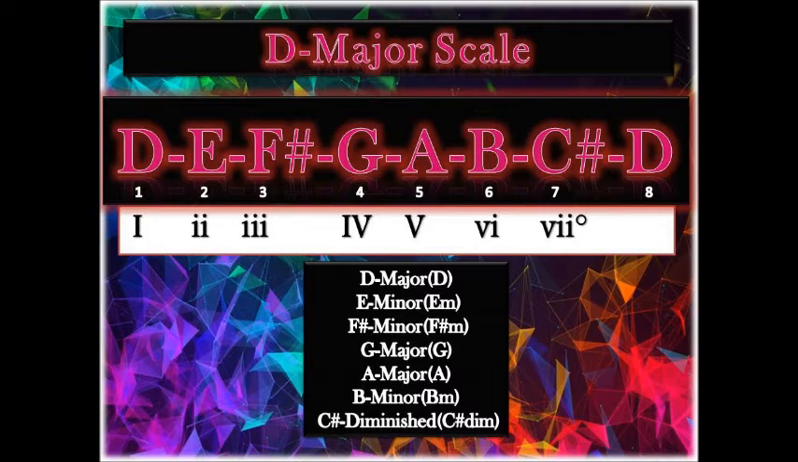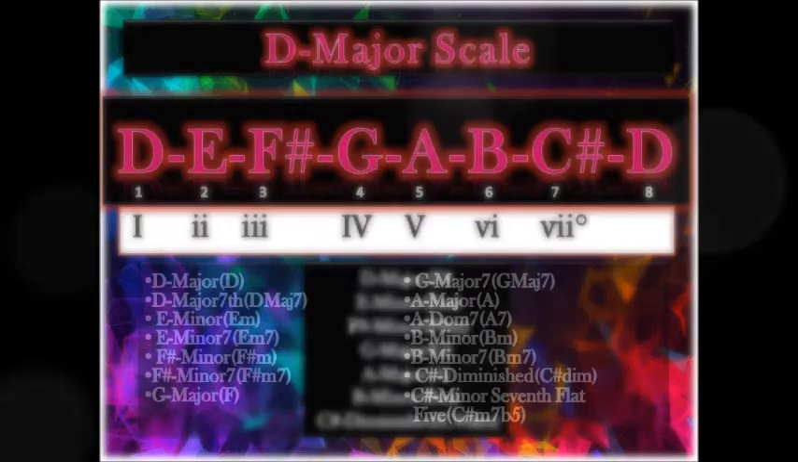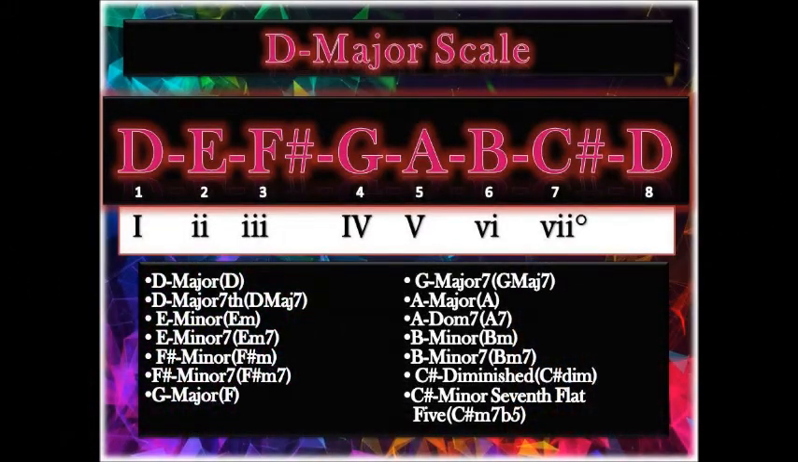But it's not over yet. We have other chords that can be played under the D major scale. They are D major 7th, E minor 7th, F sharp minor 7th, G major 7th, A dominant 7th or A 7th, B minor 7th, C sharp diminished, C sharp minor 7th flat 5.